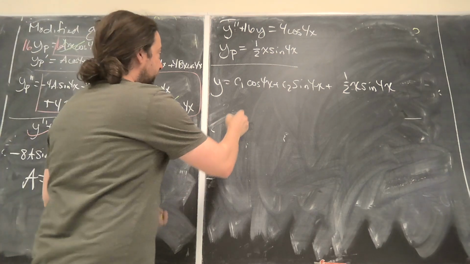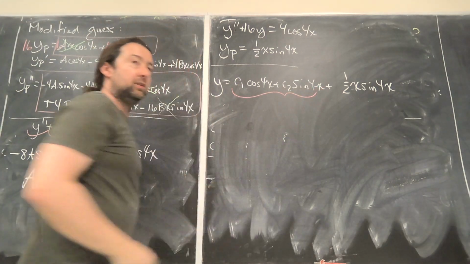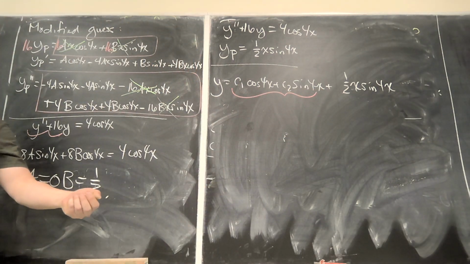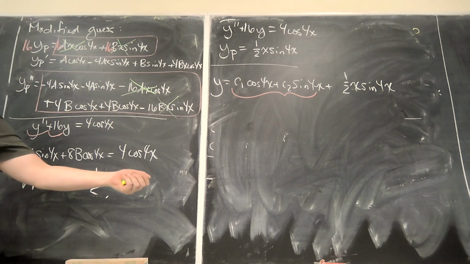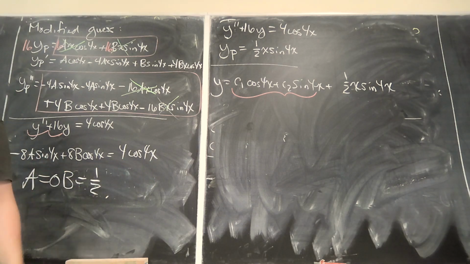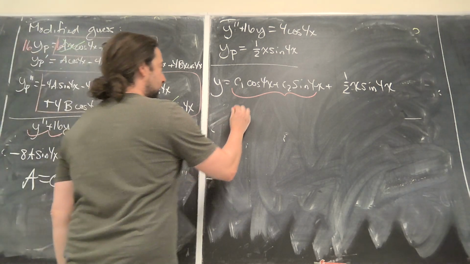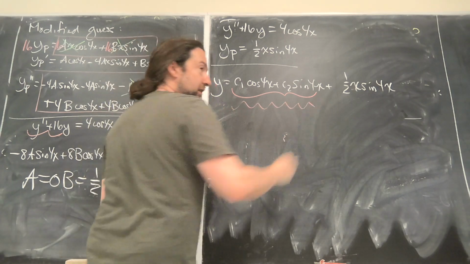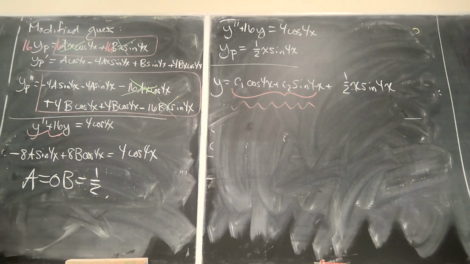So this stuff, that just oscillates. C1 and C2 are constants. Whatever that does, it does forever. It has a fixed amplitude, a fixed period. This stuff is just kind of doing what it does. It's the natural oscillation of the system, right? Cosine and sine with a fixed amplitude and fixed phase shift doing its thing.